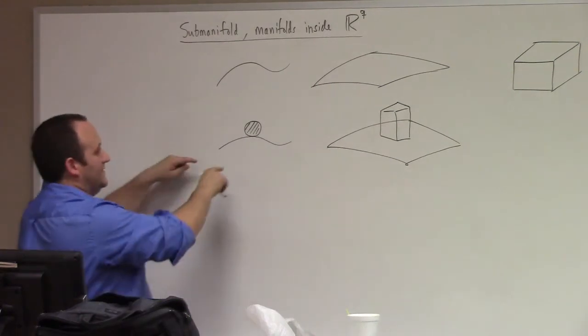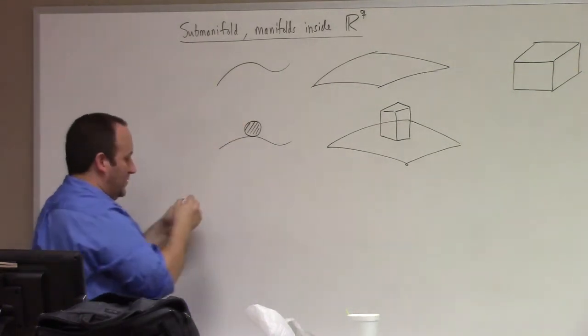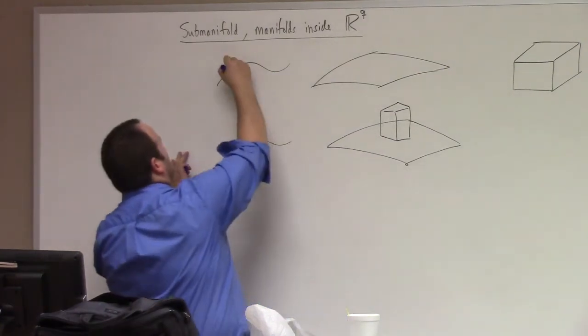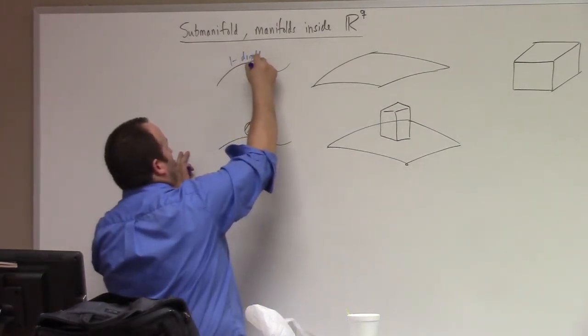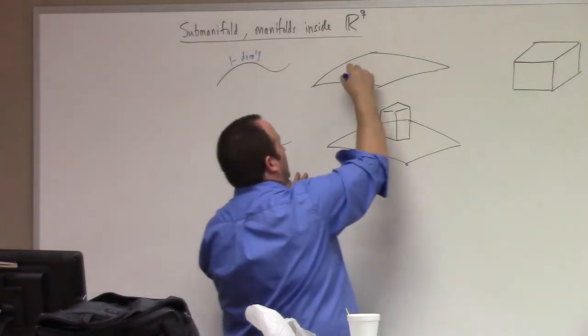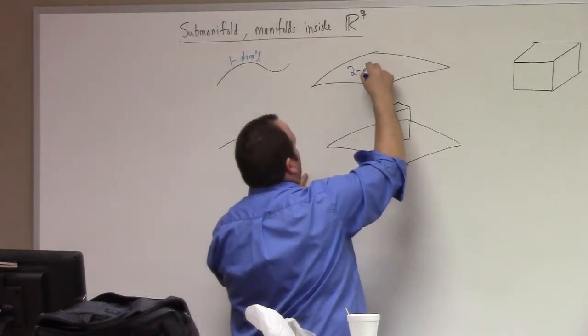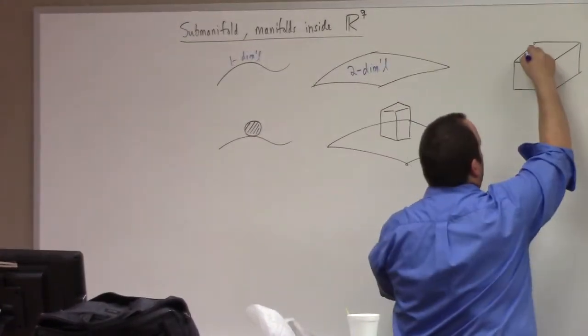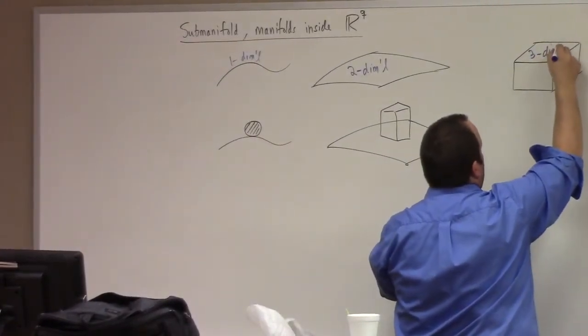The curve I'm talking about here is one-dimensional. This is a one-dimensional manifold. This is a two-dimensional manifold. This over here is a three-dimensional manifold.